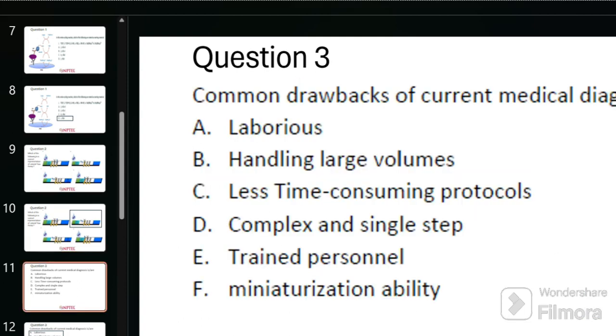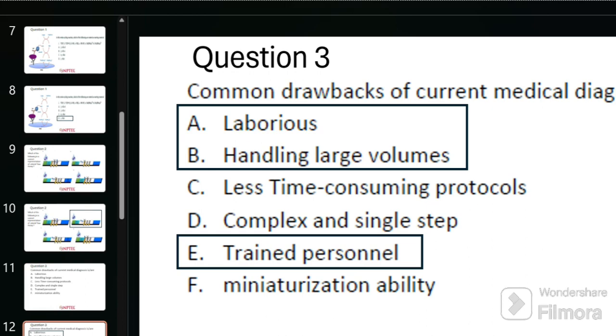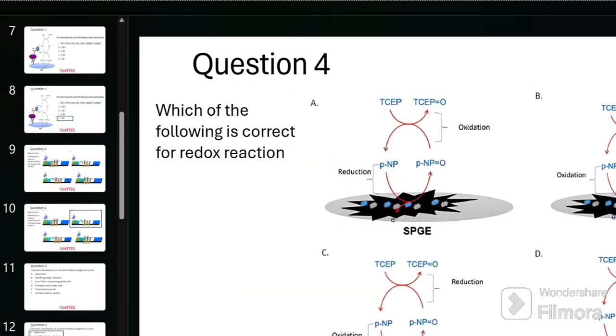Then this is a very basic question where you find out what are the drawbacks with current medical diagnostics. They are laborious, handling large volume, less time consuming, complex and single step, trained personnel, miniaturization. So the correct answer is they are laborious and they require large volumes and they require trained personnel. Then there's a fourth question.